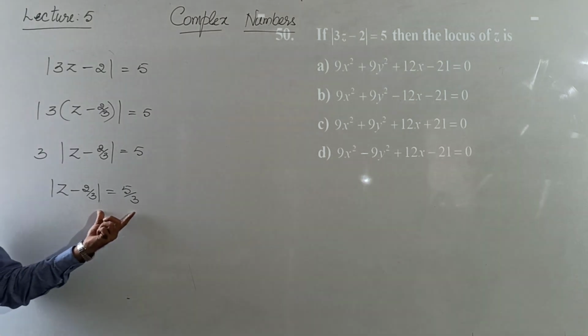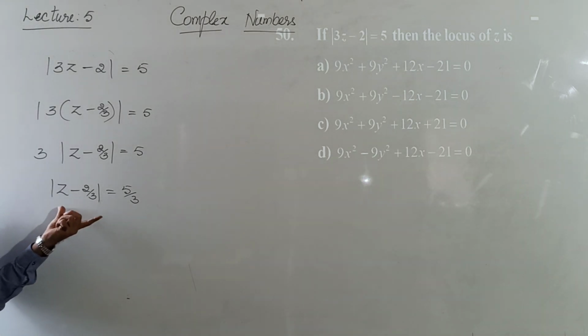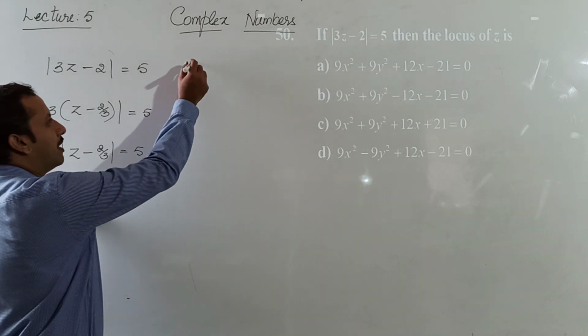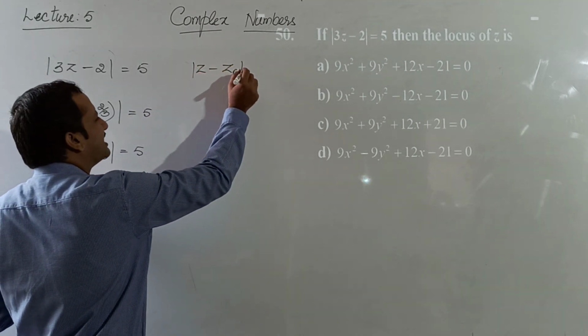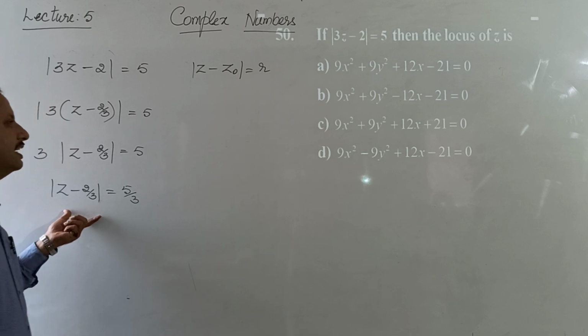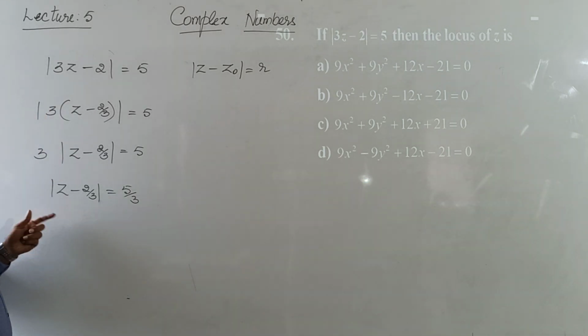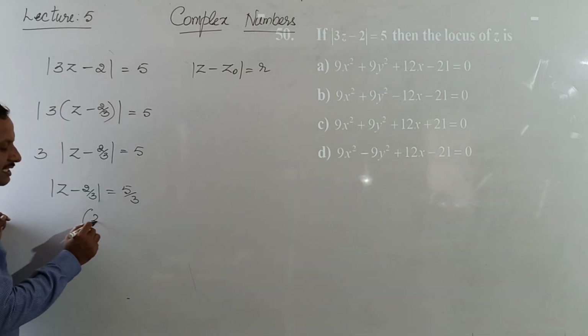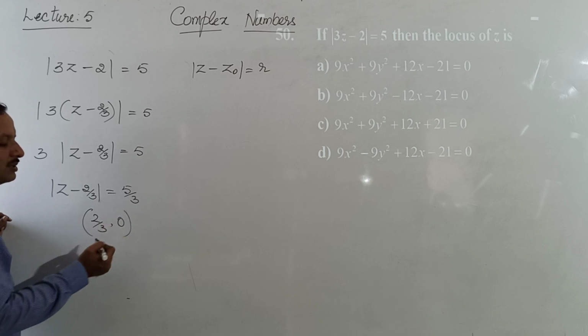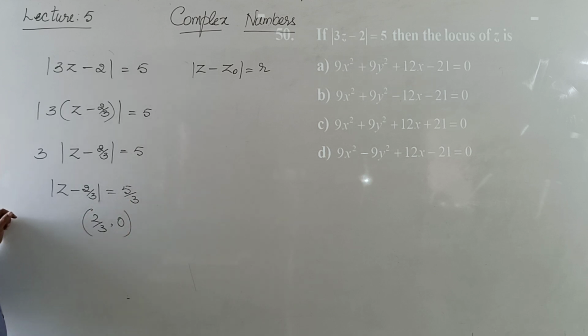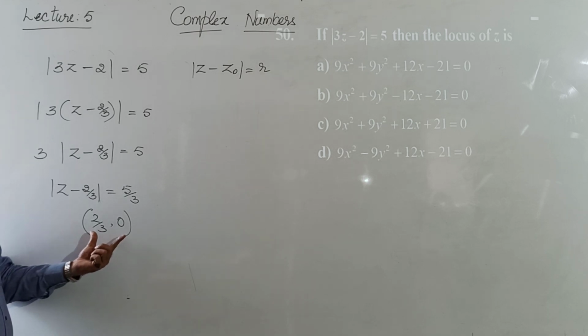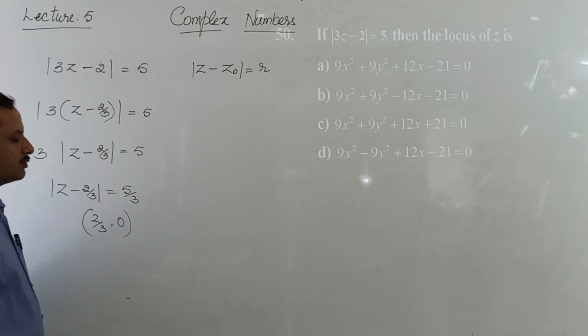Modulus of z minus 2 by 3 is equal to 5 by 3. You can compare this with mod z minus z naught is equal to r. Here I told you it represents a circle with the center at z naught and the radius r. So this represents a circle with center at z naught, which means 2 by 3 comma 0, and radius 5 by 3.